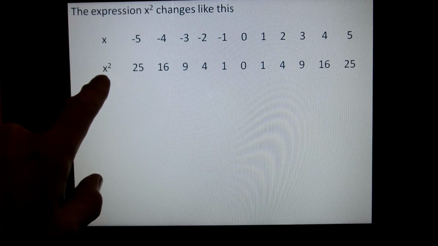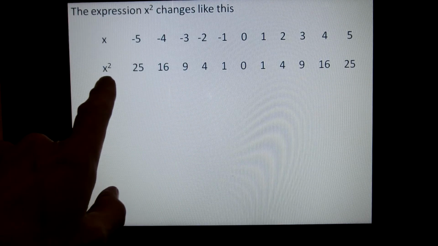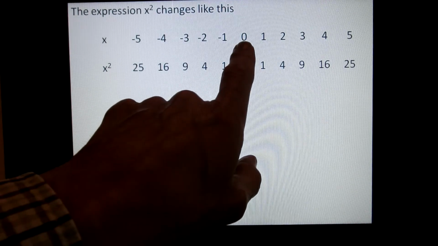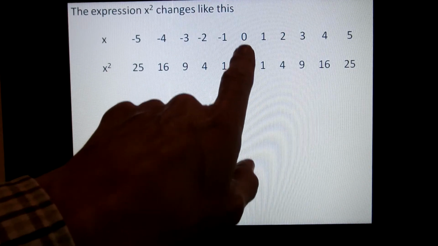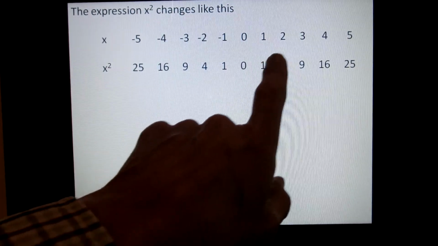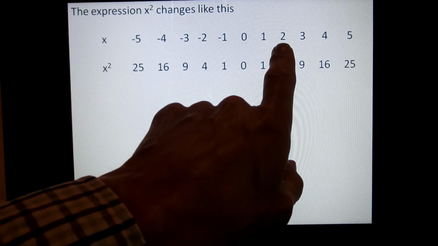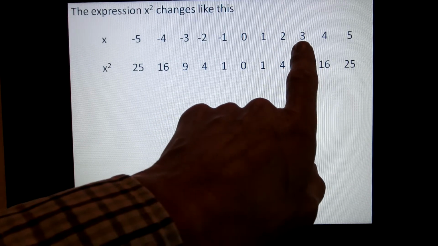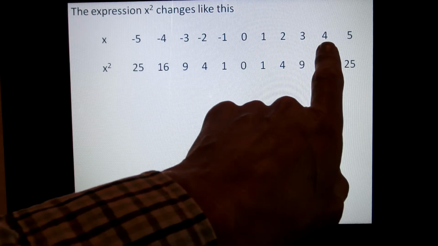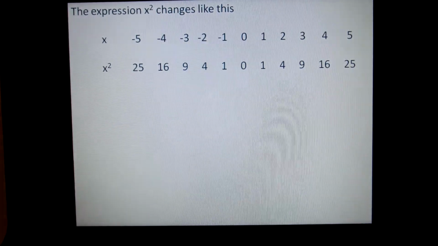x changes. So x squared means take x and multiply it by itself. So if you take 0 and multiply it by itself, 0 times 0 is 0. If you take 1 and you square it, you get 1. 1 times 1 is 1. If you take 2 and you square it, 2 times 2 is 4. If you take 3 and you square it, 3 times 3 is 9. If you take 4 and you square it, 4 times 4 is 16, and so on.